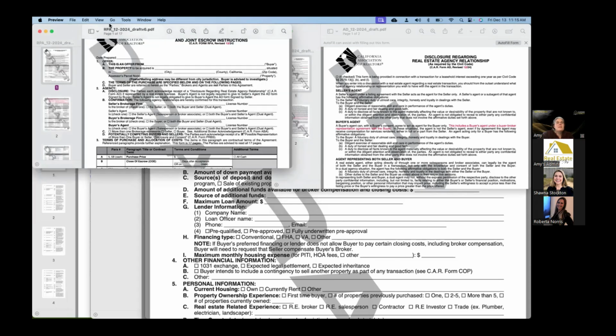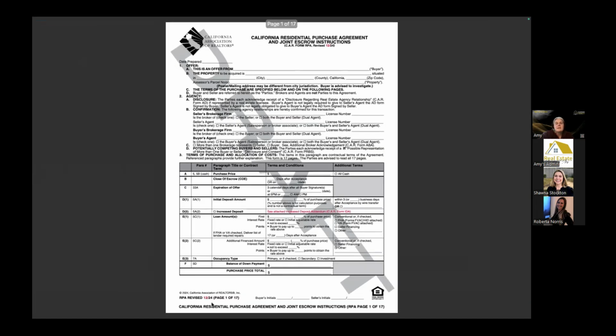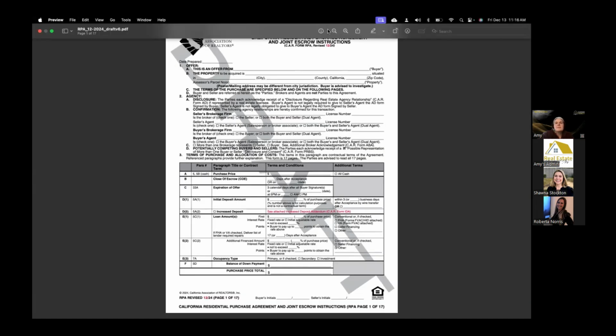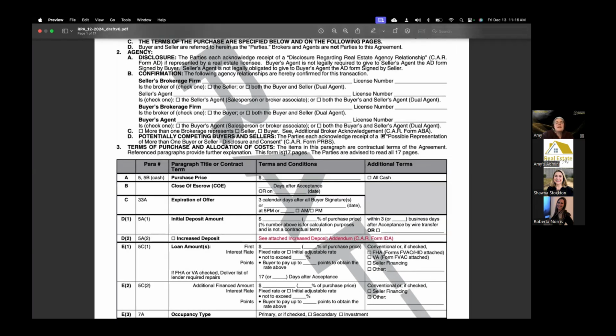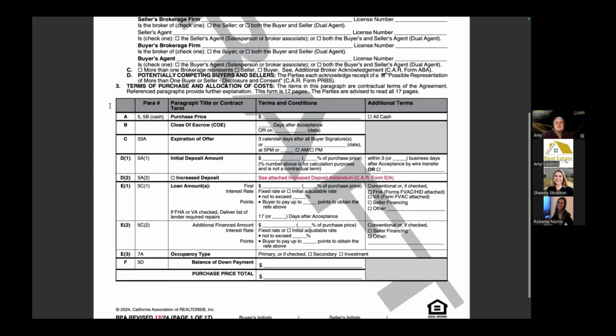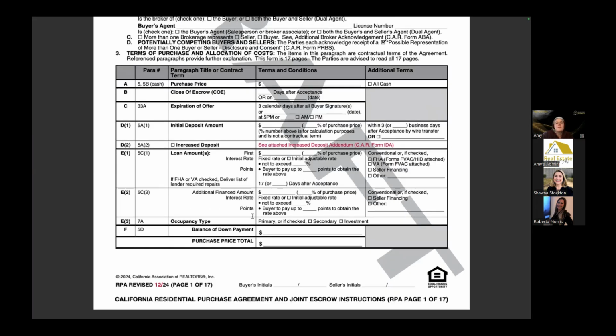Let's go with the residential purchase agreement as our next one. Let me blow it up just a little bit. All right, so here is that line item on the grid, 3D2, where it talks about the increased deposit. So instead of putting a line item or anything on there, we're just going to say, see attached increased deposit addendum, CAR form IDA. We're going to just check that box, and then it automatically is going to add that form over.